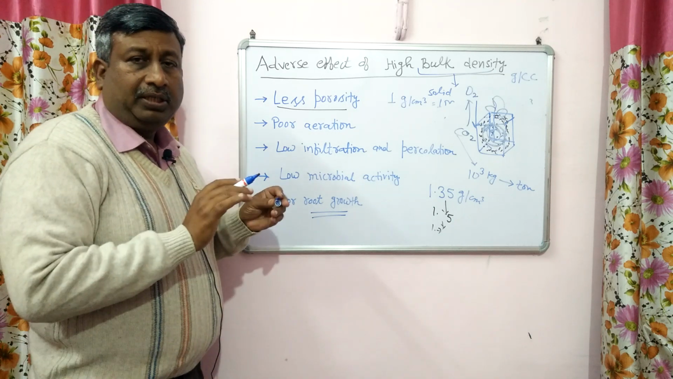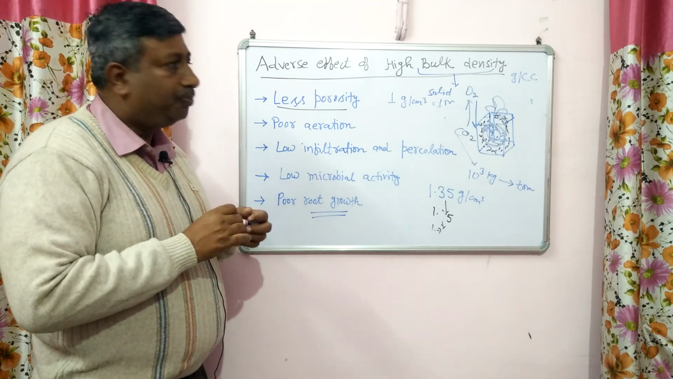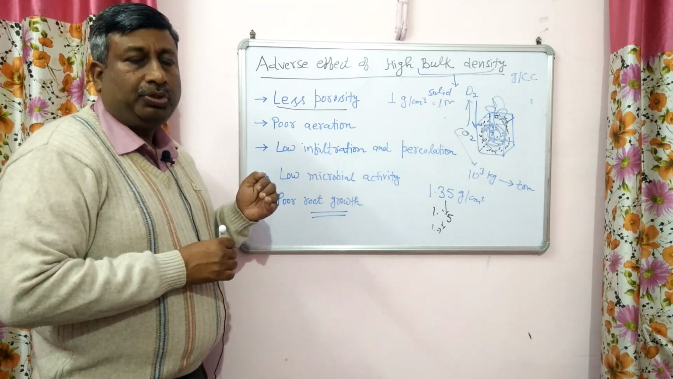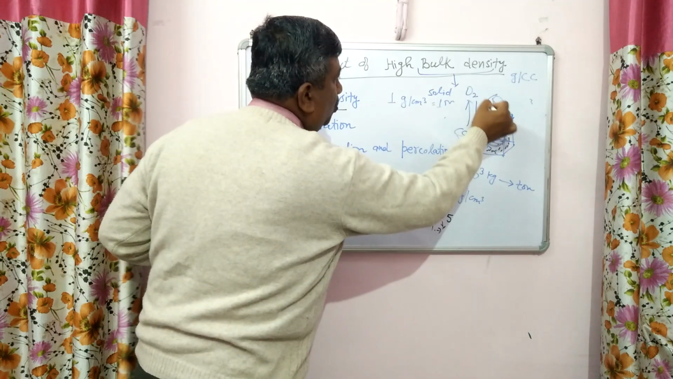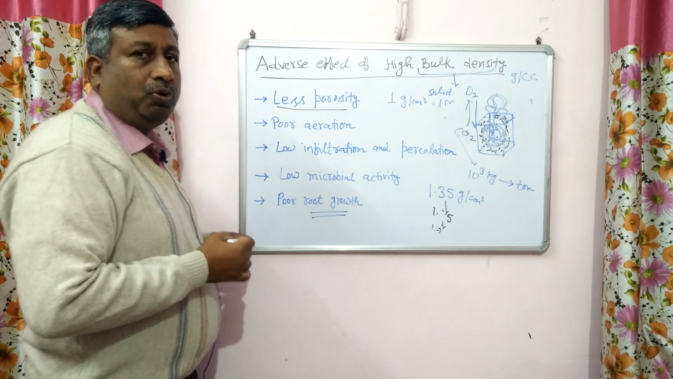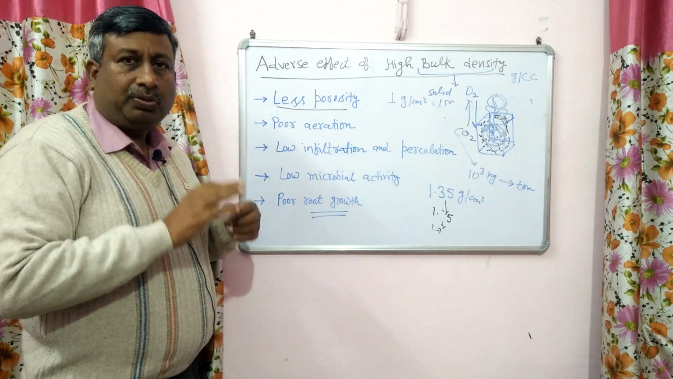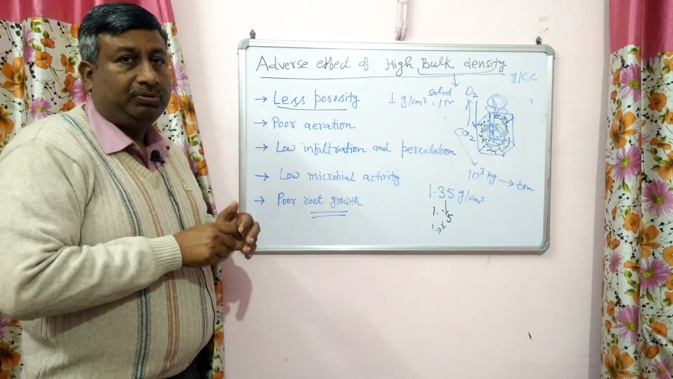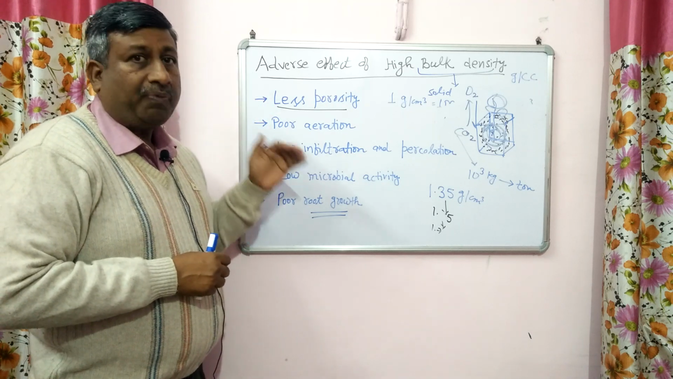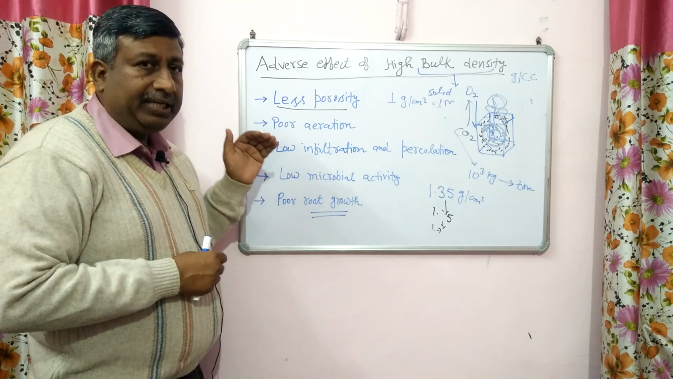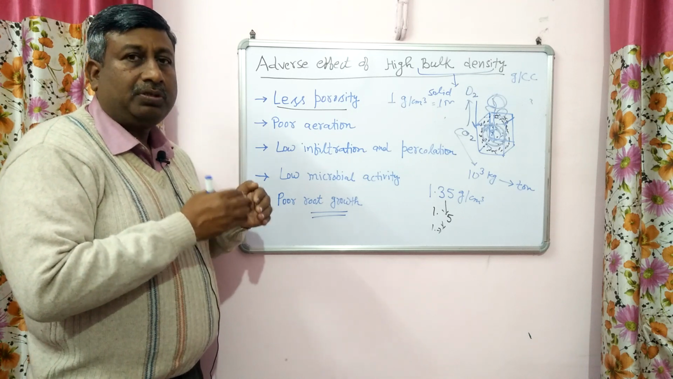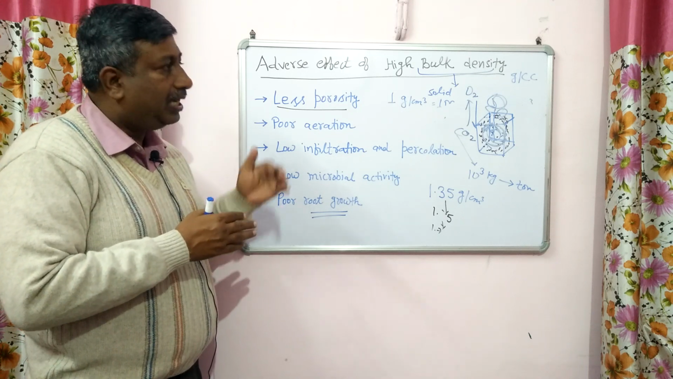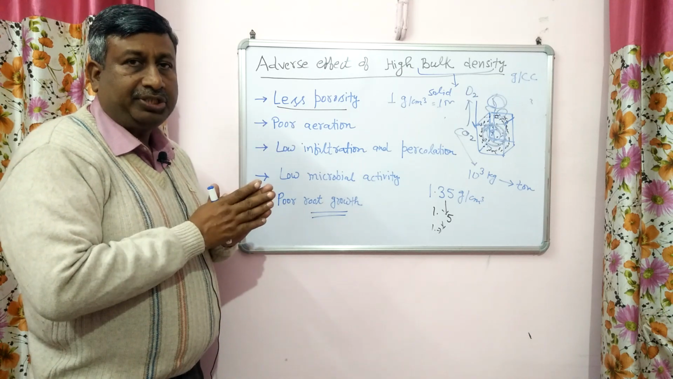So this is the first effect. Because of poor aeration, root growth is poor. Root growth is poor, so it means shoot growth is also poor. So overall plant growth and productivity is reduced. This is the effect of high bulk density, that aeration is reduced and thus root activity is reduced because of less availability of oxygen, because there is no gaseous exchange.